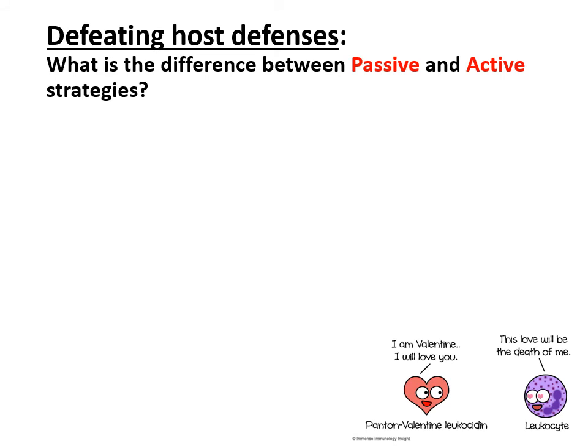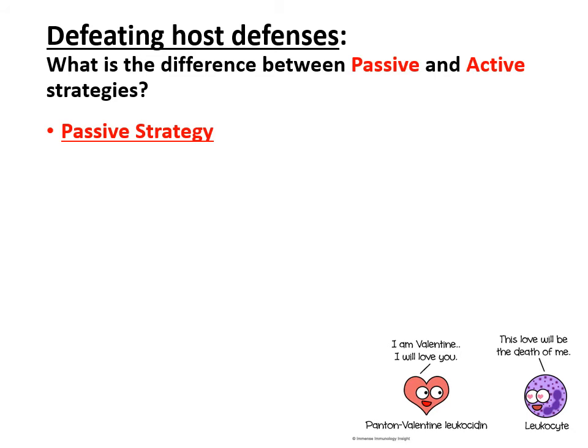Now, once the pathogen has entered and stayed in, the next thing it must do is defeat the defenses. And remember, we said that basically means defeating whatever your immune system is throwing at it to try and kill it. Now, when we talk about defeating the defenses, you have to know the difference between passive and active strategies. Remember, active means energy, whereas passive means no energy. Very passive, you don't need to do anything extra.